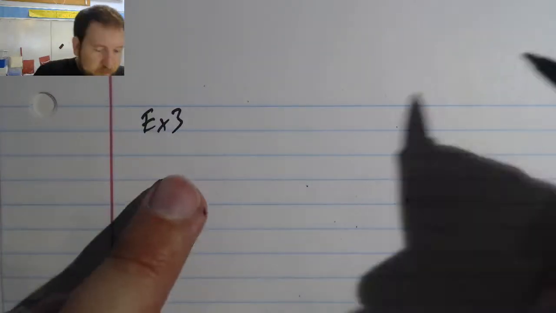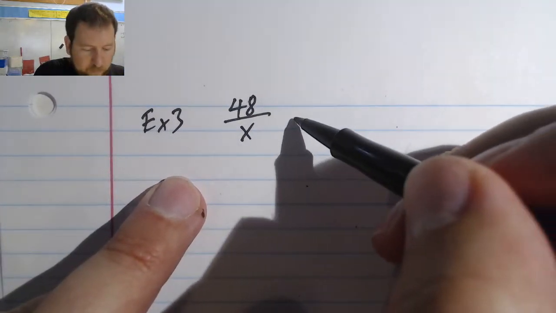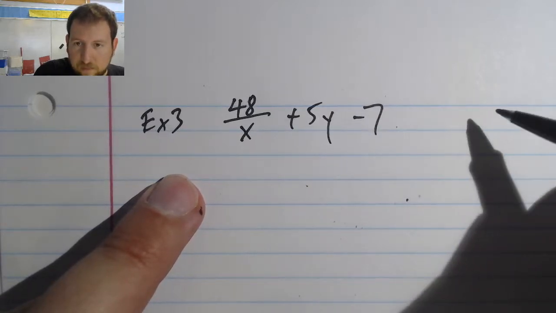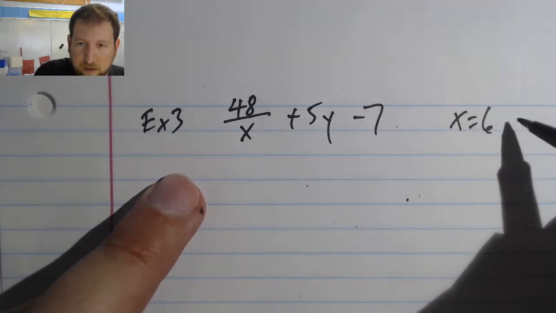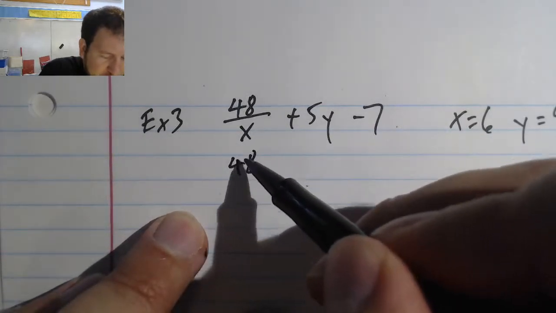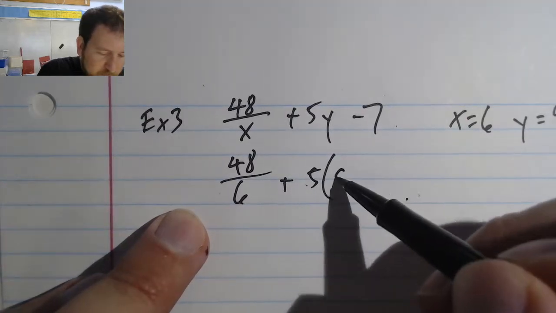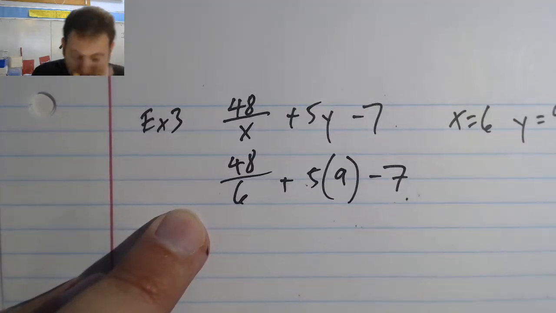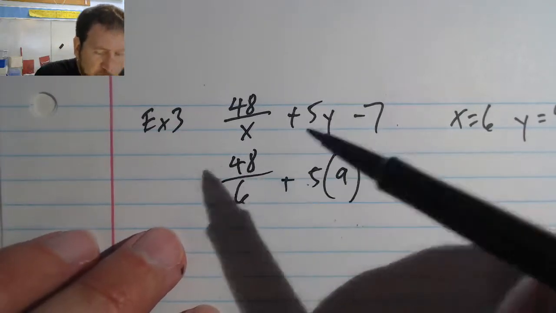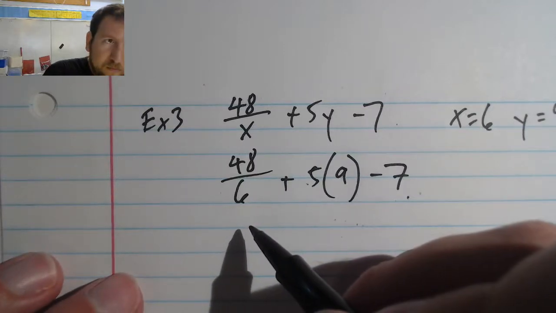This one says 48 over x plus 5y minus 7. X is 6 and y equals 9. Okay, I'm going to substitute in. 48 over x is 6 plus 5 times 9 minus 7. Okay, I'm going to do my division from left to right. 48 divided by 6, I think that's 8. Yep.